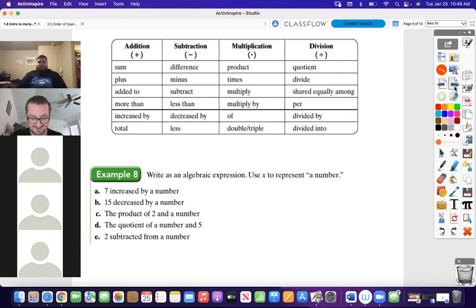Can anyone guess what's important about this chart? What I can gather is it gives you important keywords. There you go. Good job, Justin. And they are important keywords that would highlight the operation that the problem will be asking for. So if you see these keywords in a word problem, whether it be in my class or the next math class.